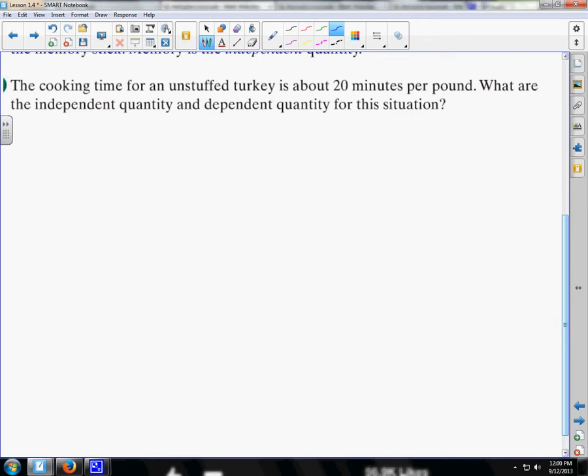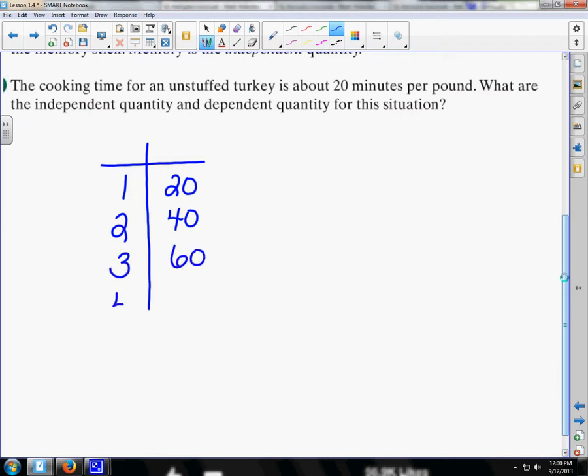So think about this. If I were to make a table, and I have 20 minutes per pound, so 1 pound is 20 minutes, 2 pounds is 40 minutes, 3 pounds is 60 minutes, 4 pounds is 80 minutes. So this is pounds and this is minutes.